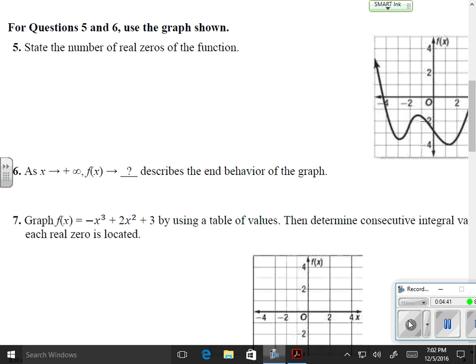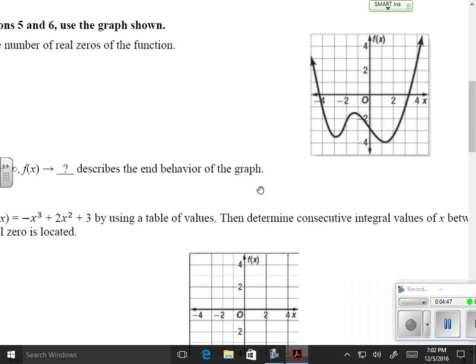For number 5, we're asked to state the number of real zeros of the function. In other words, how many times does this function cross the x-axis? It crosses it here. It tries, but it doesn't get there in the middle. And it crosses again here. So this will have 2 real zeros.